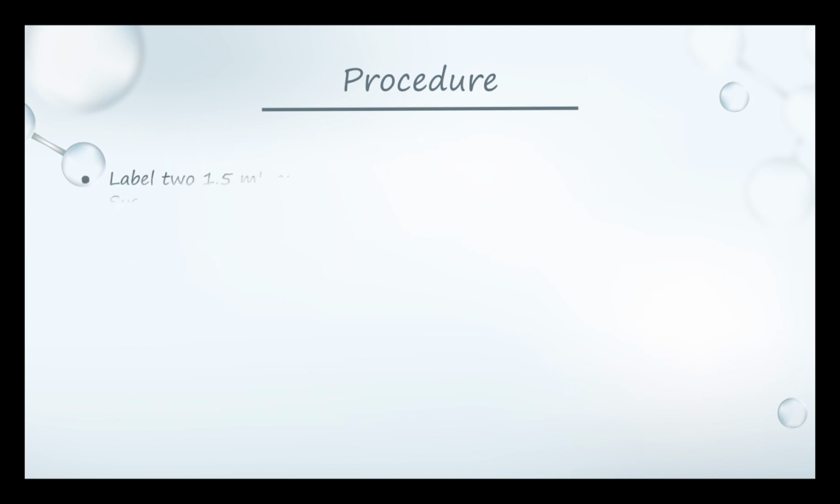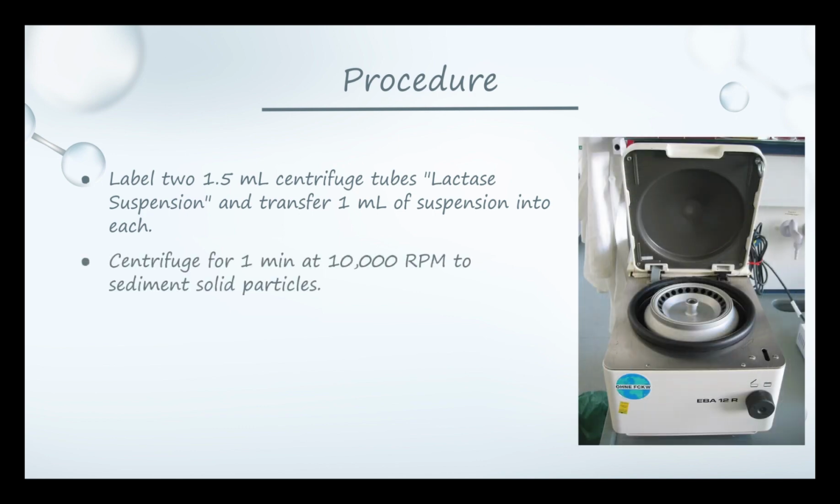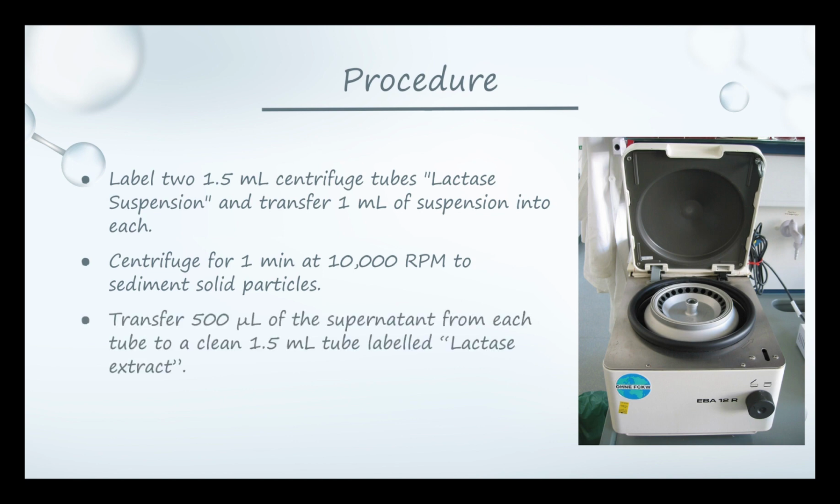Label two 1.5 ml centrifuge tubes lactase suspension and transfer 1 ml of suspension into each. This step is followed by centrifuging for 1 minute at 10,000 RPM to sediment solid particles. Transfer 500 microliters of the supernatant from each tube to a clean 1.5 ml tube labeled lactase extract.